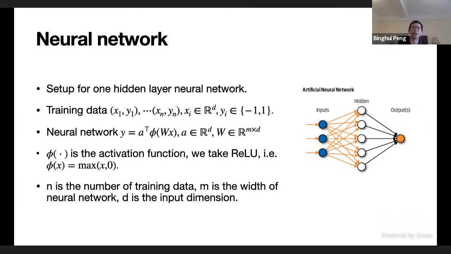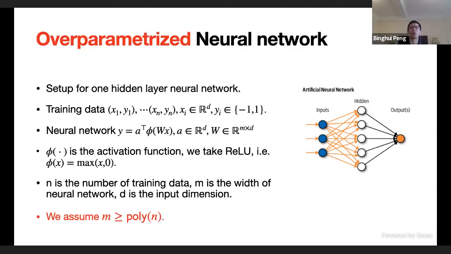But first I will talk about the basic setup of our paper. For the standard neural net, we consider a one hidden layer neural net, and we assume there are n training data drawn i.i.d. from a distribution, and we assume the input features lie in a d-dimensional space, and we consider the activation function to be ReLU. And just for clarity, we will use n to denote the number of training data, m to denote the width of the neural net, and d to denote the input dimension.